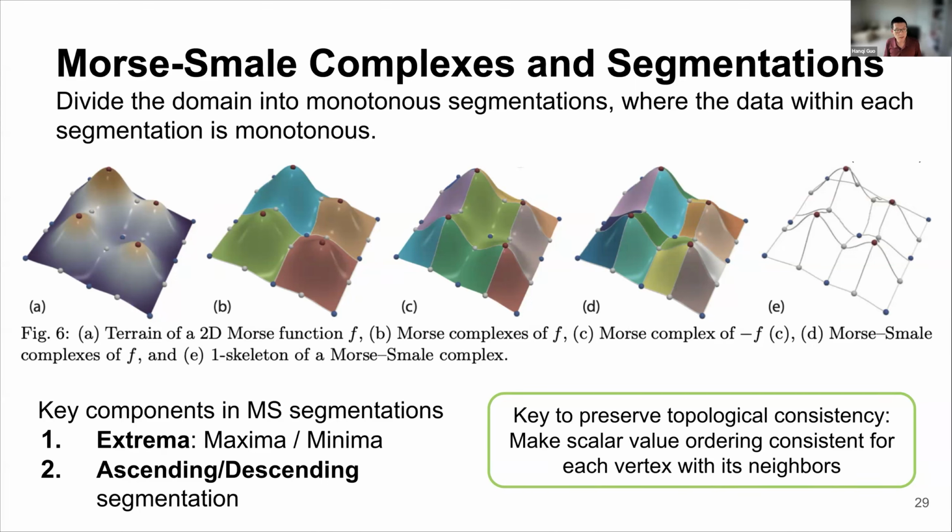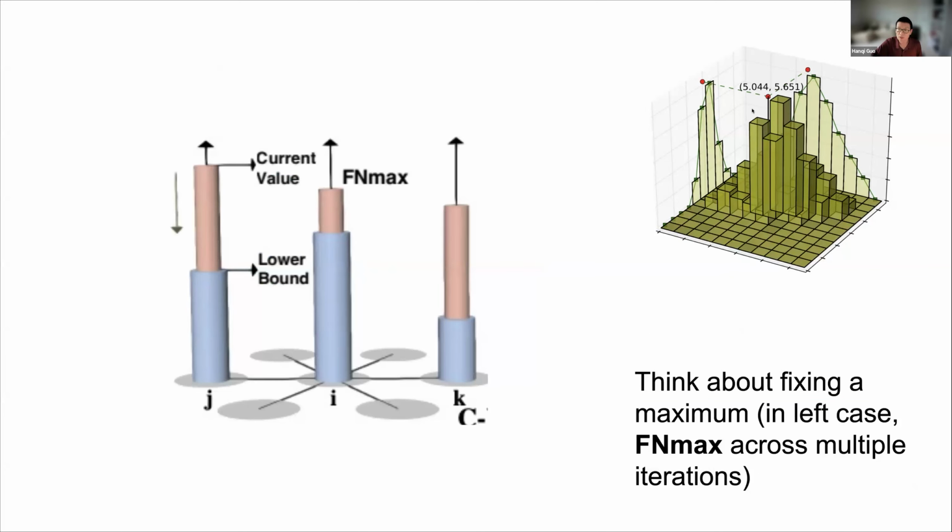With this segmentation, there are some key components. For example, there are local maxima and minima that we want to preserve, and also there are segmentations which are ascending ones and descending ones. The key to preserving this topological consistency is actually to keep the scalar value ordering. If we compare the local neighborhood, we want to make the ordering consistent. Think about if we have a local maximum, and the local maximum shifted a little bit and became a false negative max.